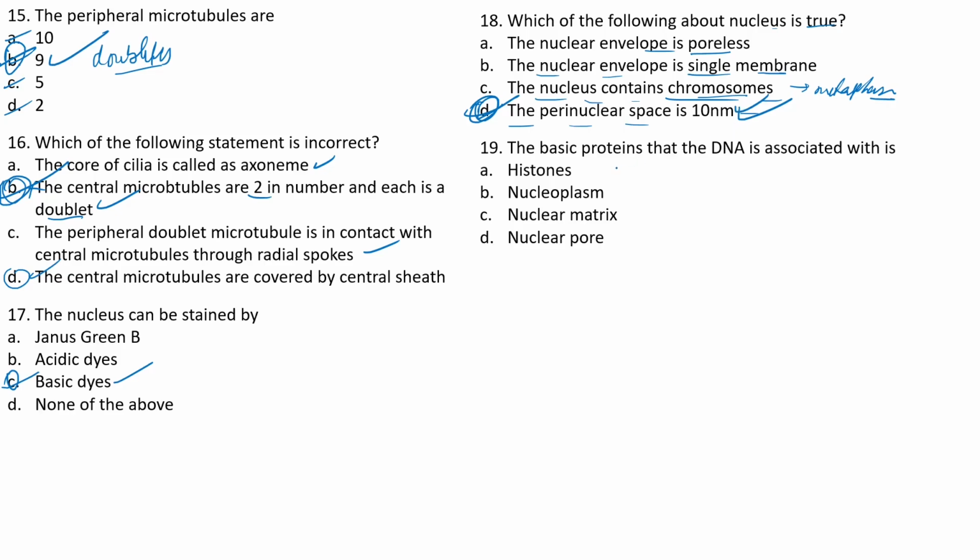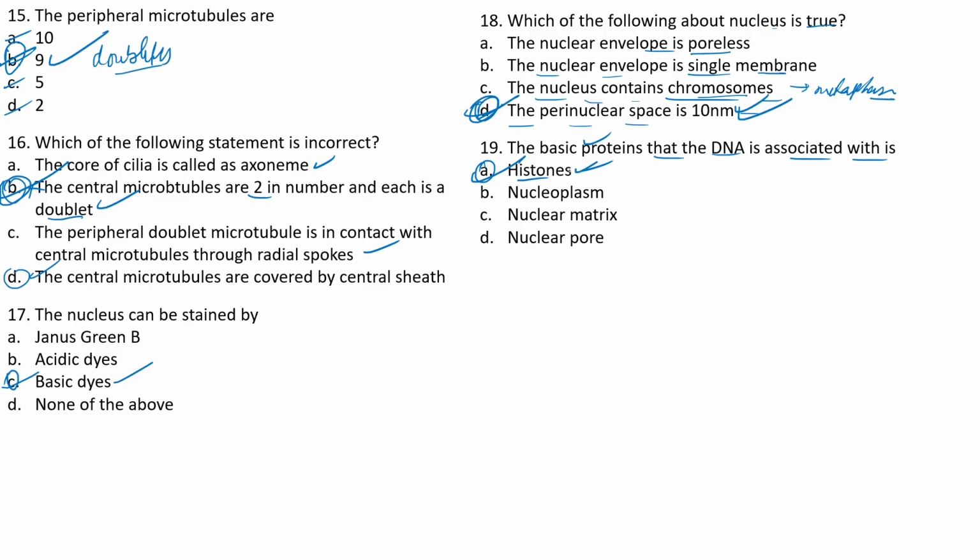The next question, the basic proteins that the DNA is associated with is histones, nucleoplasm, nuclear matrix. Last one is the nuclear pore. Histones. Okay, so histones you will be studying in more detail in your second year, that is the molecular basis of inheritance. But remember, in the case of eukaryotic DNA, it is mainly associated with the basic proteins, that is the histones. Basic proteins are rich in positively charged amino acids, that is mainly lysine, arginine, and histidine. These are all positively charged amino acids, and that is the rich content in the case of histones.